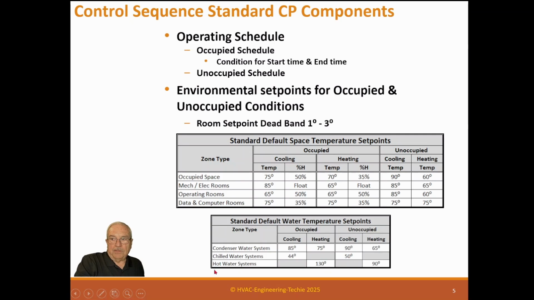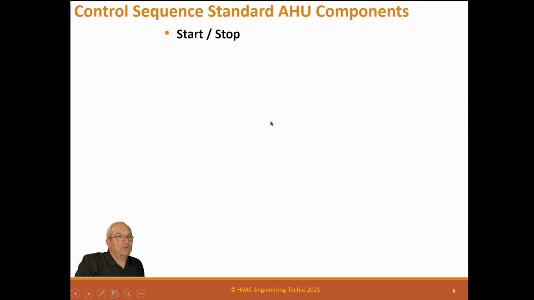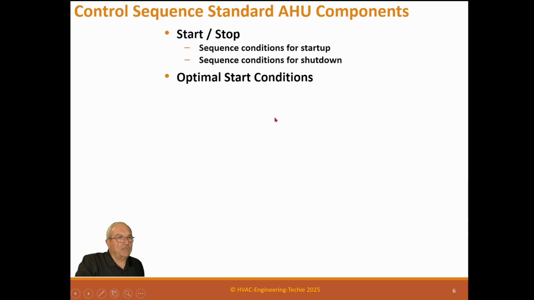Unoccupied at 50 degrees. Hot water systems, 130 degrees or 90 degrees unoccupied. So those are standards that are right out of Guideline 36. So other control sequences: start, stop, sequence for startup, sequence condition for shutdown, optimal start conditions. You could do a central plant with optimal start.